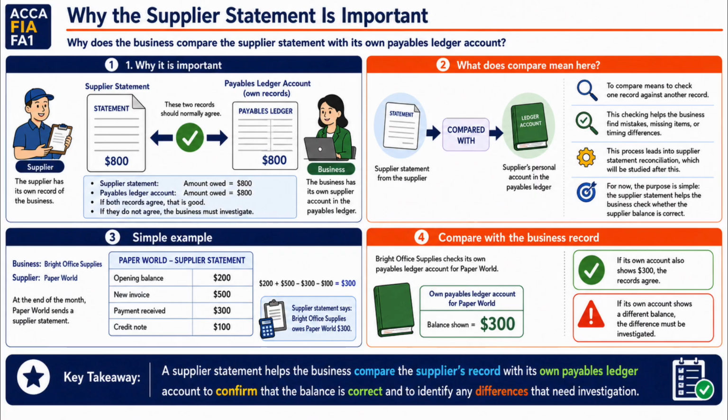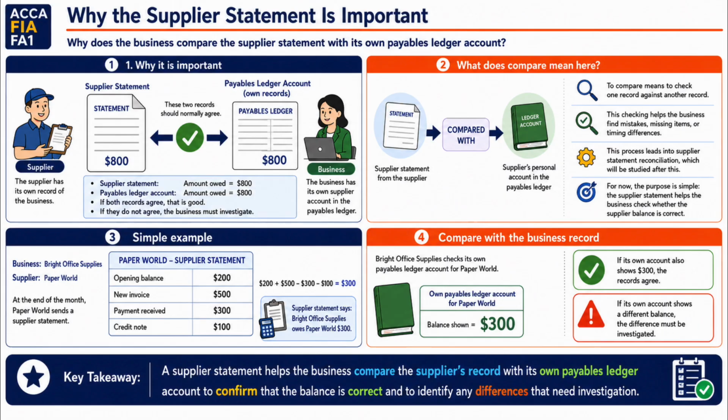Why the supplier statement is important. The supplier statement is important because the business can compare it with its own records. The business has its own supplier account in the Payables Ledger. The supplier also has its own record of the business. These two records should normally agree. For example, the supplier statement may show that the business owes $800. The business's payables ledger account for that supplier should also show $800. If both records agree, that is good. But if the records do not agree, the business must investigate.